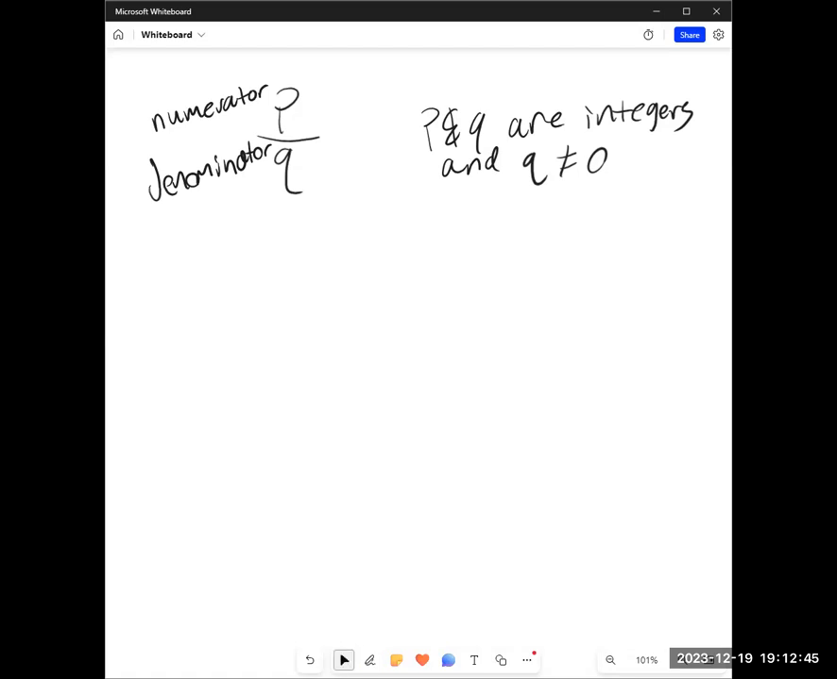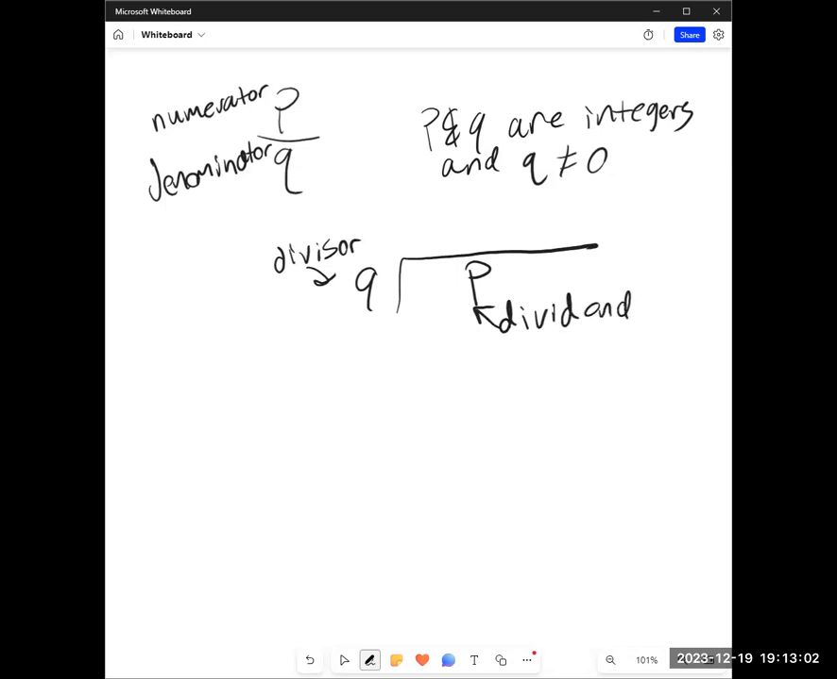P over Q represents a division problem where Q is the divisor, P is the dividend, and the answer P over Q, this answer that you get, is called the quotient. So you might hear us use the word quotient in a word problem, and we mean that you're supposed to do division.